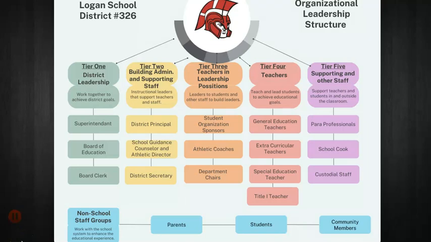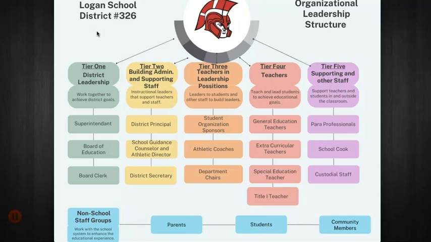Hi everyone, I wanted to share with you my organizational leadership structure flowchart that I created for the Logan School District 326. This is the school district that I work at, and it is a small school district, and it includes pre-K through 12th grade all in one school for the most part.